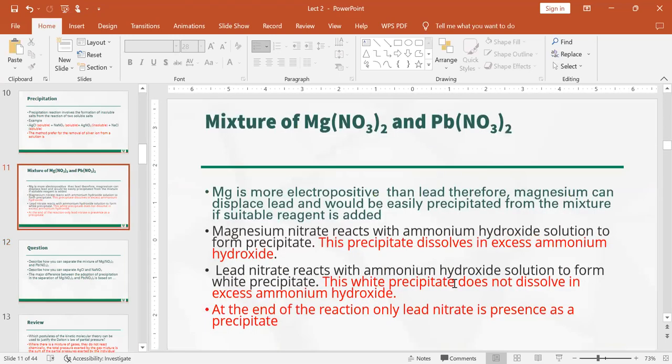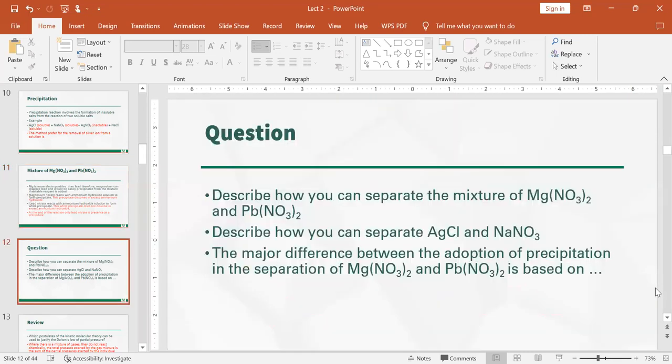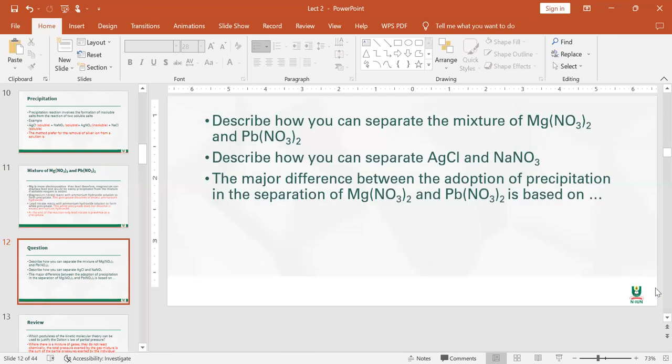So lead nitrate reacts with ammonium hydroxide solution to form a white precipitate. This white precipitate does not dissolve in excess ammonium hydroxide. At the end of the reaction, only lead nitrate is formed. So you can look at that. It's based on the solubility. So that's what your answer tells you.